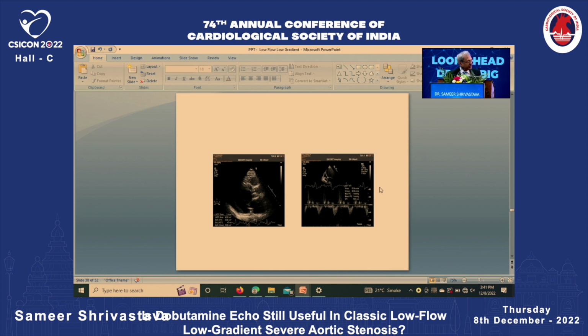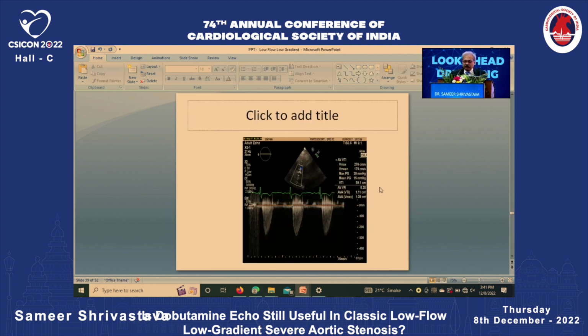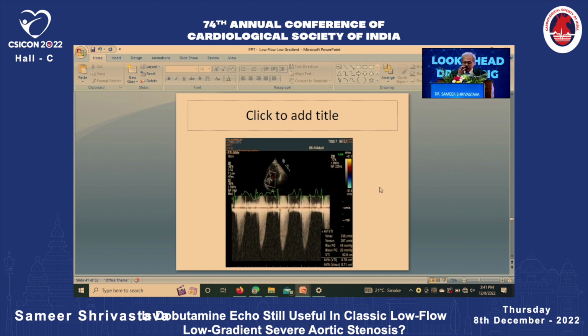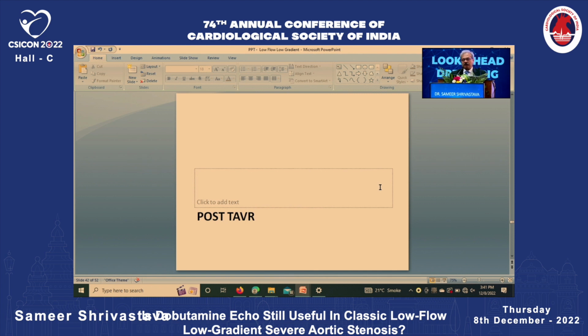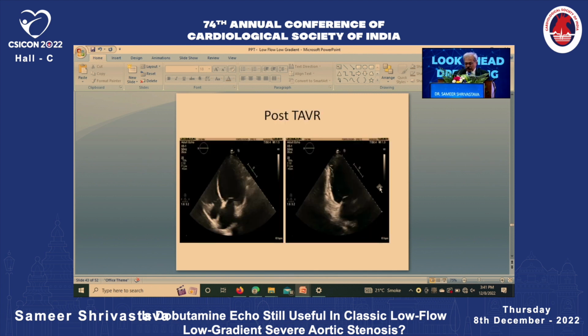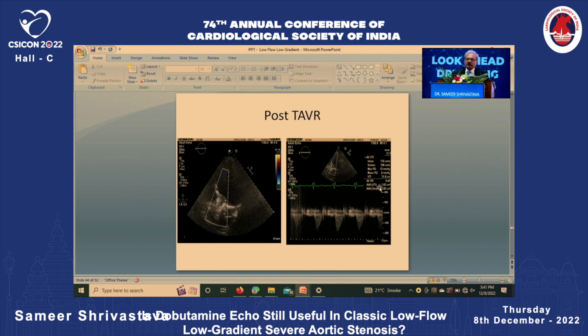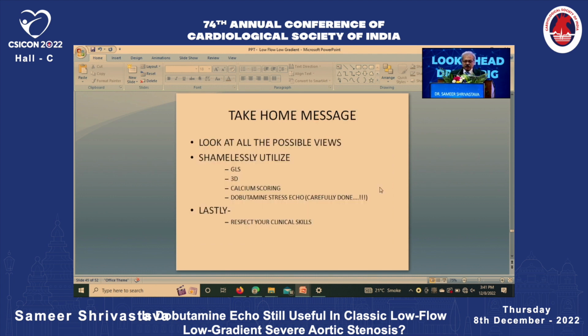Dopamine stress echo, when we did this, these are the baseline. And when we did it, we found that the gradients increased from this baseline of 15, and the gradients increase to 29 millimeters of mercury. So from 15 it jumped to 30, and then we were pretty sure that we must do something, and then we put the patient on TAVR. After TAVR, you'd be surprised, the ejection fraction improved, the LV started. Here you can see that there is a valve which has been replaced percutaneously, and this is what it is.